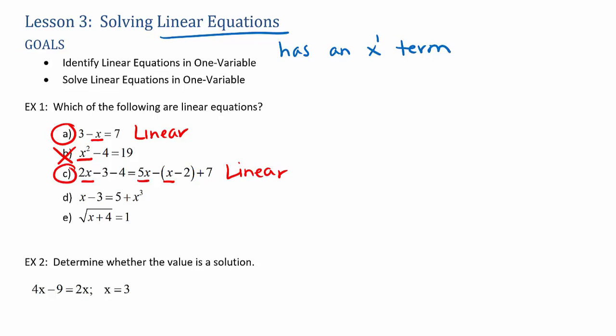Part D, I have a couple x terms, and there it is, the one on the end, the x cubed, is a nonlinear term because of that exponent of 3. So that is not a linear equation. And part E is also nonlinear, and that's because of the square root. So we're going to be focusing on linear equations like you see in parts A and C, and our goal is going to be to find solutions to solve these equations.